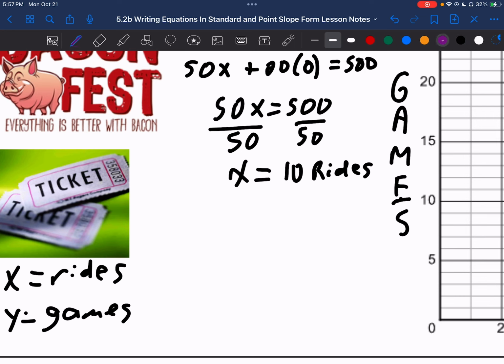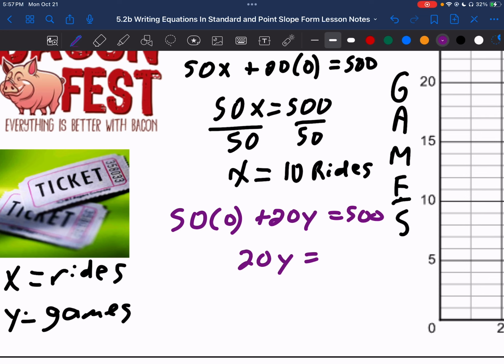Now, what if we did 0 rides and only games? Well, that's the scenario of your other intercept. So you get 20y is equal to 500, divide by 20, and you get y is equal to 25 games.